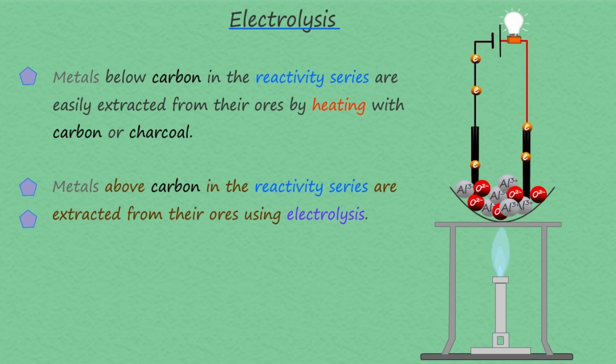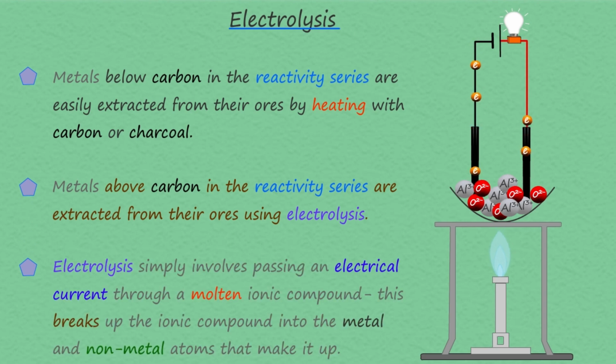Now, electrolysis simply involves passing an electrical current through a melted or molten ionic compound. This process requires lots of energy, both to melt the ionic compound found in the metal ore and to split up the ionic compound back into the elements that make it up.